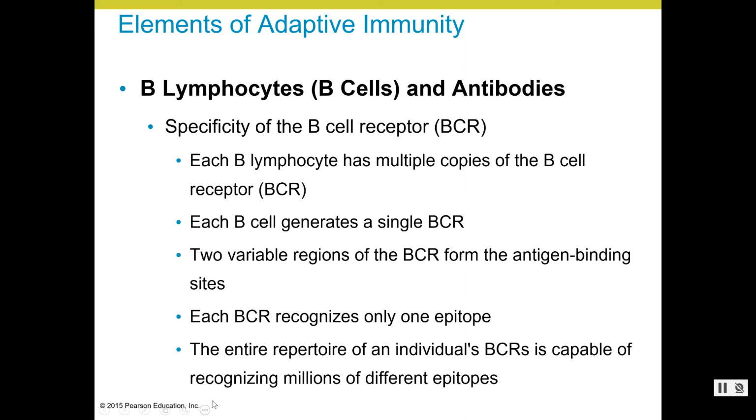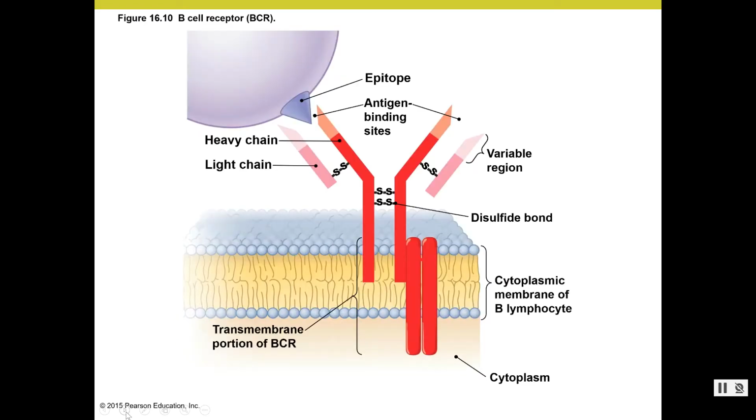Okay, again, just by statistics, this variability is capable of making enough B cell receptors to recognize millions and millions of different epitopes. So just statistically, we make a B cell that is going to match any bad guy we encounter. Just statistically, because it's so many, it just works out that we will have a B cell that does that. So let's look at that B cell receptor a little more in detail.